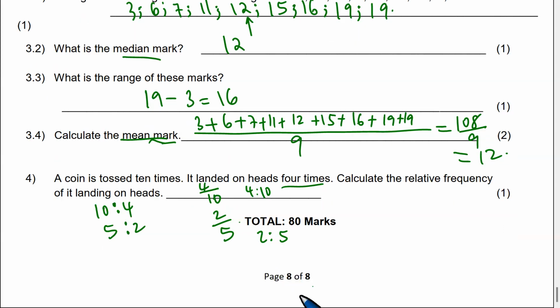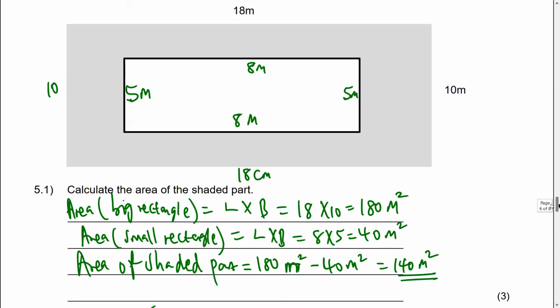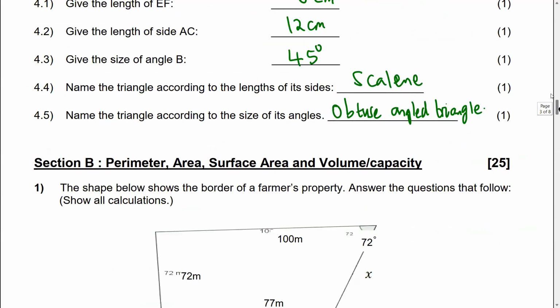And that is the end of the question paper. Any question? It was 80 marks. Okay, total of 80 marks. Any question, Lindsay? No, sir. No question. So we did this paper here and went through all the questions and discussed together.